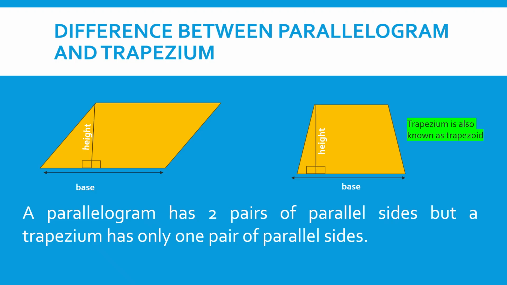In this exercise 8.2, we will talk about parallelograms, trapeziums and triangles. As you all know different shapes of triangles, but now let me explain you the difference between the parallelogram and trapezium. The first shape is parallelogram and the second shape is trapezium, and it is also known as trapezoid. There is a difference between these two shapes. The parallelogram has two pairs of parallel sides, like two pairs, and a trapezium has only one pair of parallel sides.